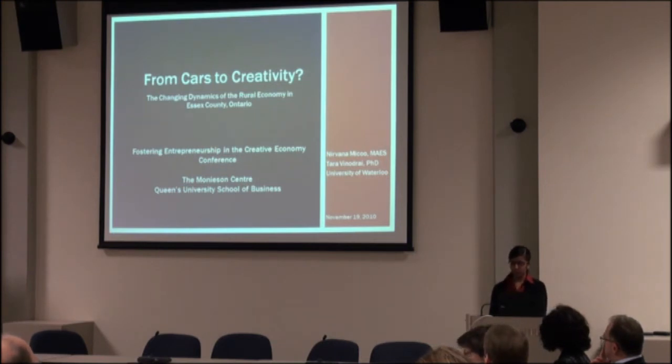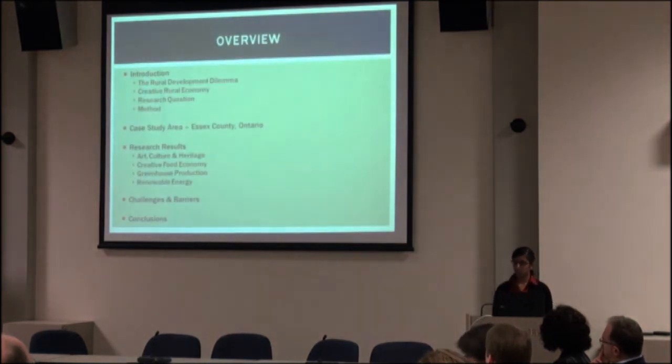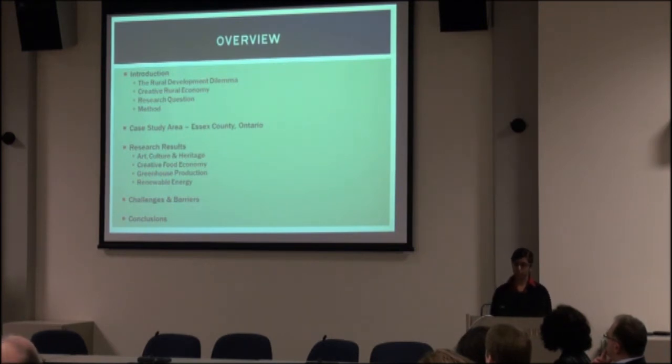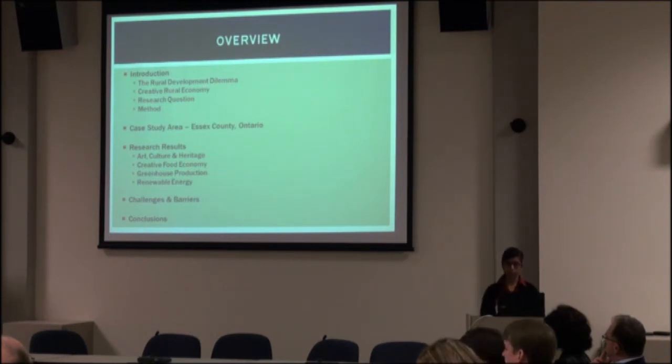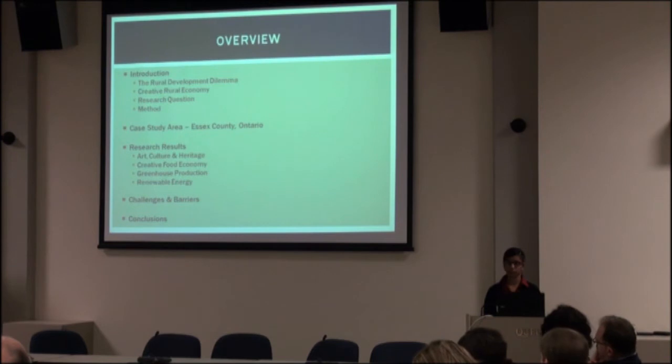So this research paper looks at the changing dynamics of the rural economy, and I bring to you a case study from southwestern Ontario, Essex County. I'll just give you a quick rundown of the structure of my discussion today. A quick introduction to the research and the context of the study area. Spend a little bit more time in the second half discussing the research results, 4 pathways as I identified to the creative rural economy, as well as the significant challenges and barriers that the region is encountering that I've identified through the research, and a very quick discussion of conclusions.